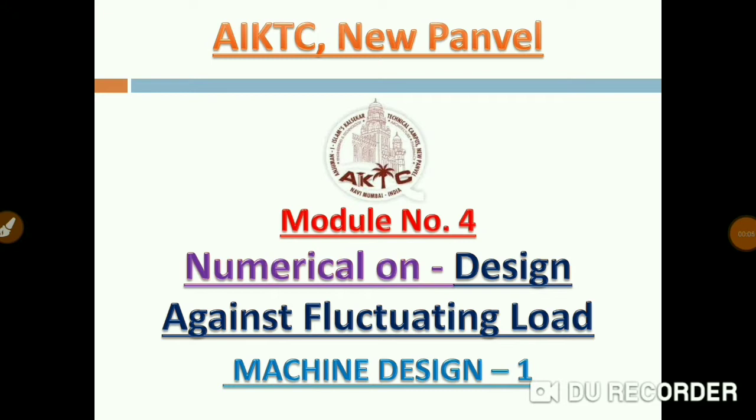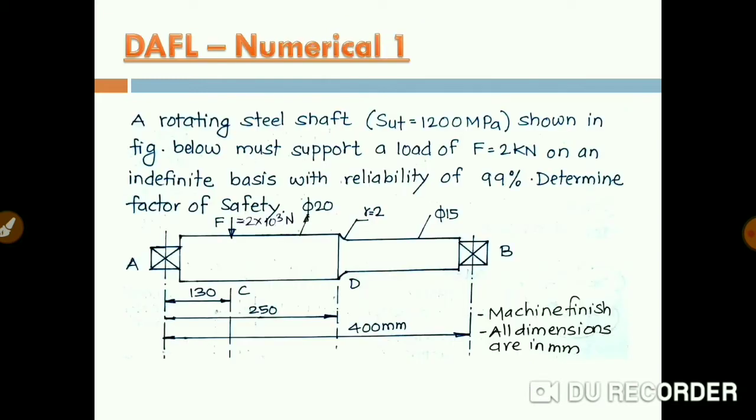Hello friends, now let us start solving numericals on design against fluctuating loads. A rotating steel shaft with ultimate tensile strength of 1200 megapascal, as shown in the figure below, must support a load of 2 kilonewton on an infinite life basis with a reliability of 99%.